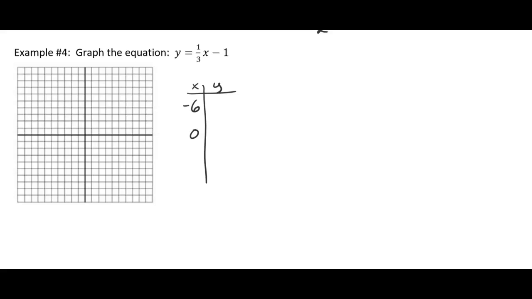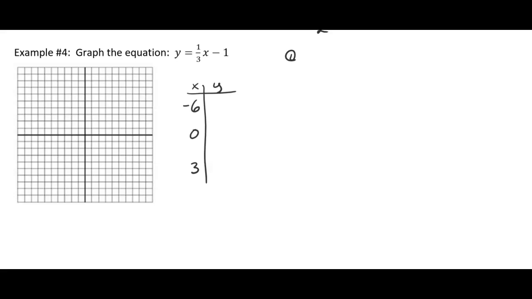And then maybe I'll pick 3. So -6, 0, and 3, they're all divisible by 3, so that's helpful. Let's see, and I like to pick one negative number, 0, and then one positive number. I usually like to do that when I'm making a table of values. Again, you don't have to, but it's nice to see what's happening both with the negative values and the positive values. Okay, so what we have to do is 3 ordered pairs.